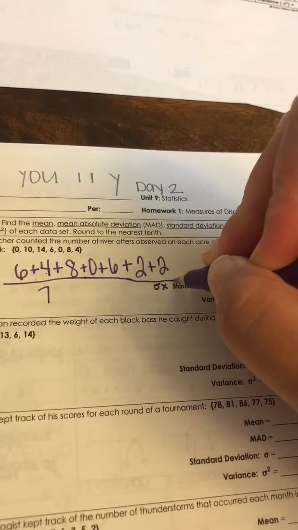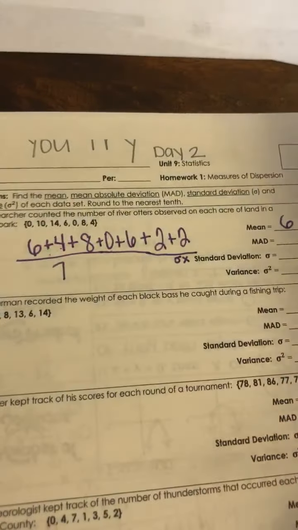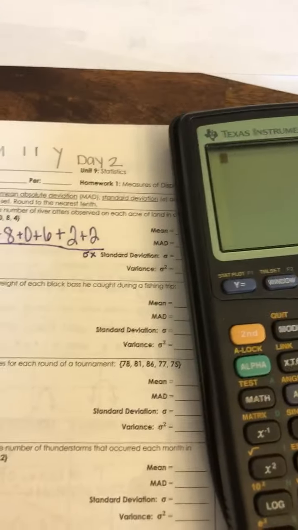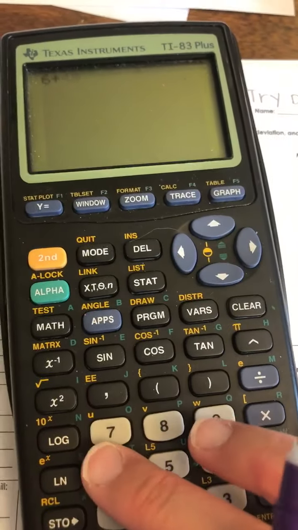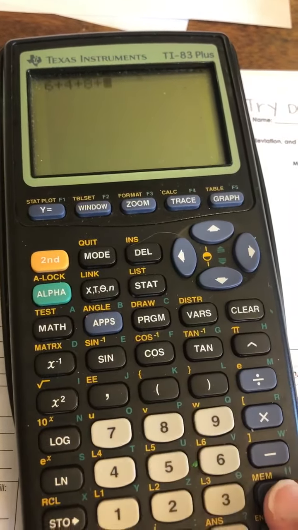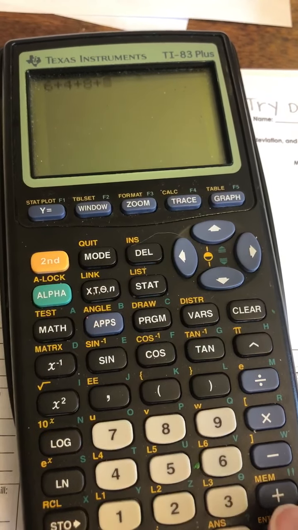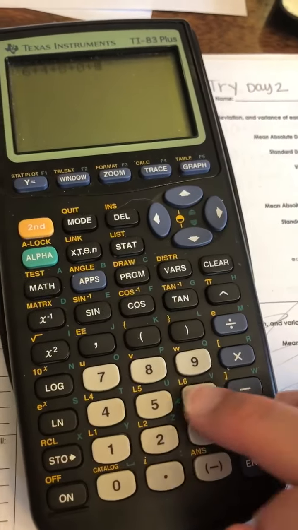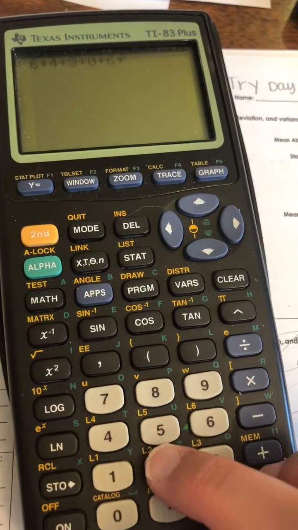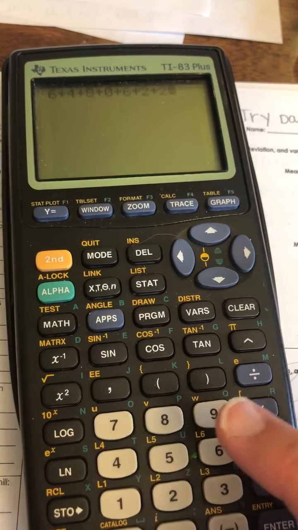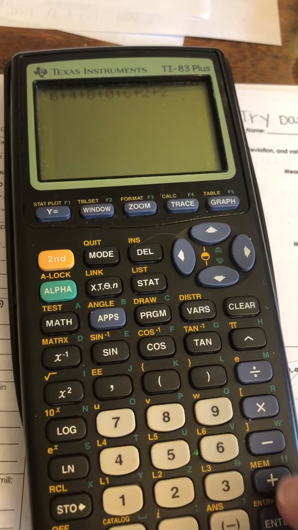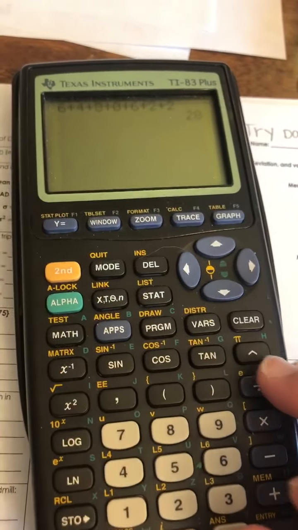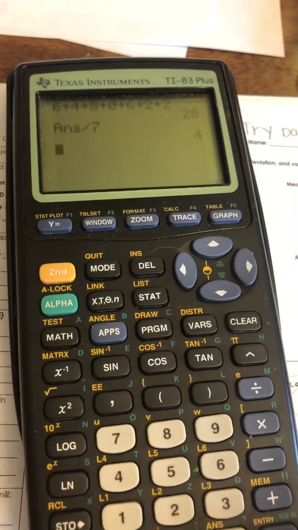So in order to find the mean absolute deviation, I'm going to add all of those numbers together and divide them by 7. So 6 plus 4 plus 8 plus 0 plus 6 plus 2 plus 2. 1, 2, 3, 4, 5, 6, 7. I've got them all in. So I'm going to hit enter, divide by the 7. So my mean absolute deviation is 4.